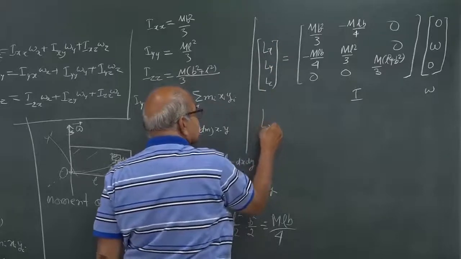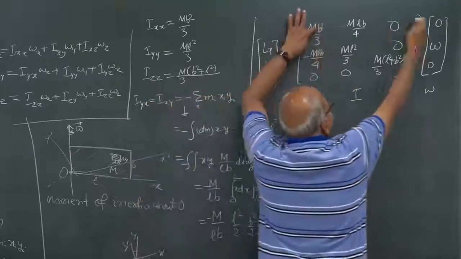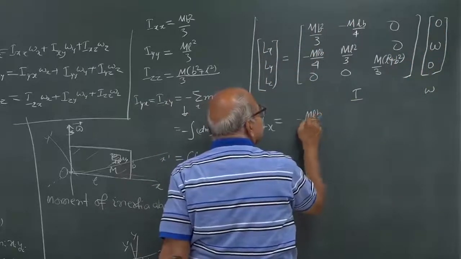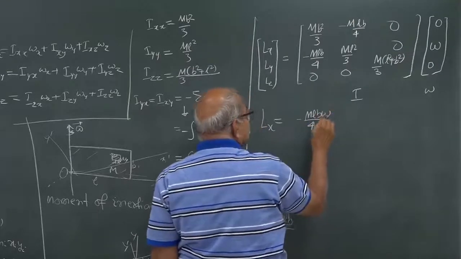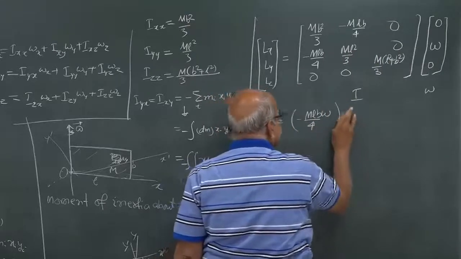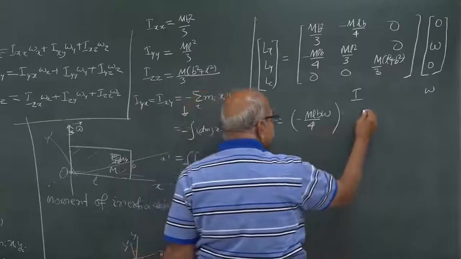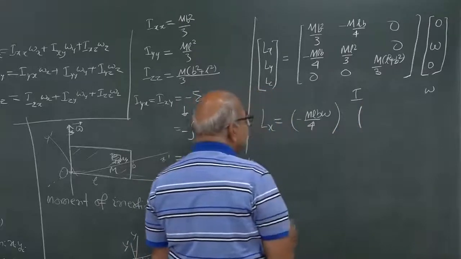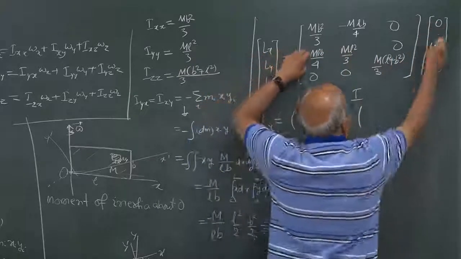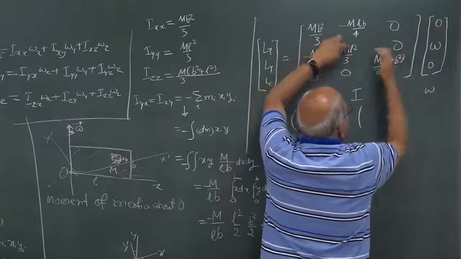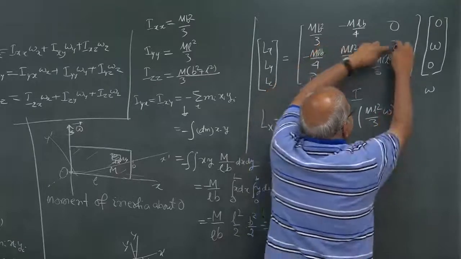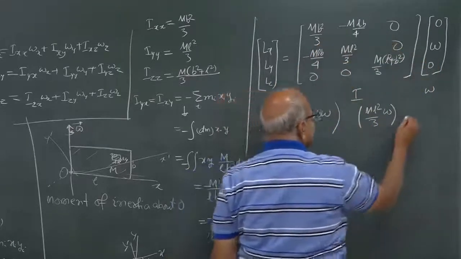When you do this matrix multiplication, what you get is your angular momentum vector, Lx, Ly, Lz. So, what is Lx? Lx is this into this 0, this into this, minus m L b by 4 times omega, and plus 0 into 0 is 0. So this is Lx. And then what is Ly? Ly is this row and this column. So, this into this 0, this into this, m L square by 3 omega, then this into this is 0.